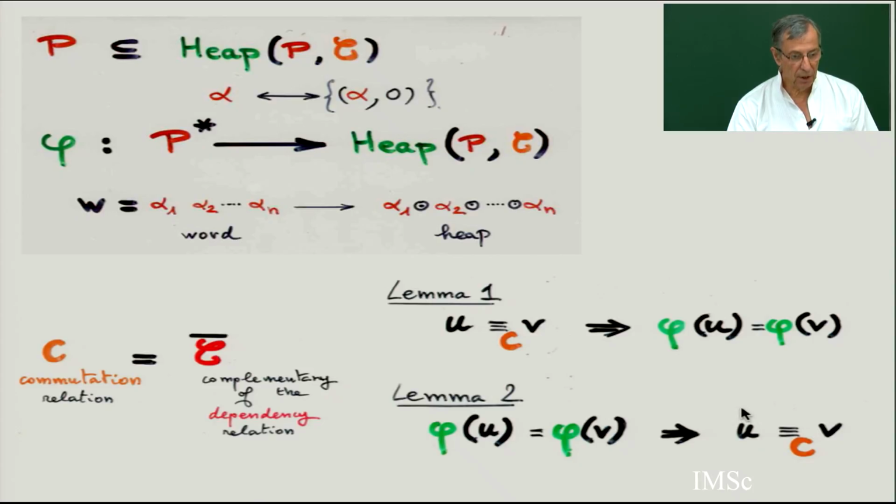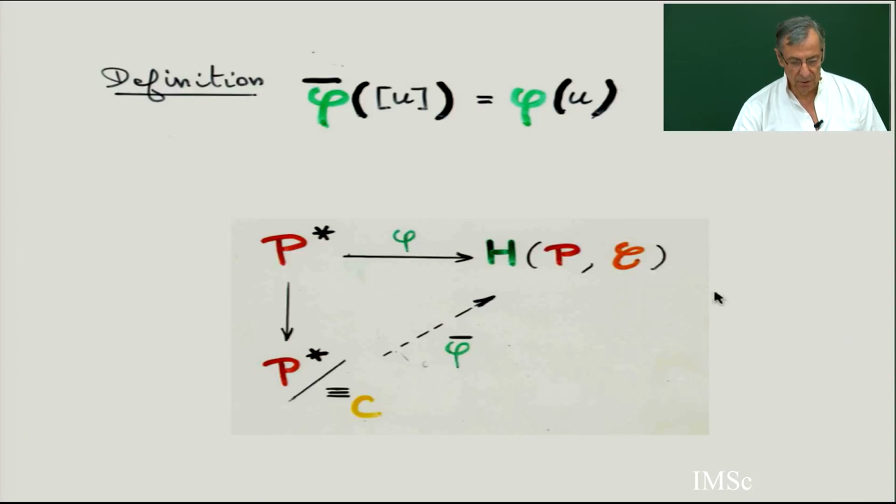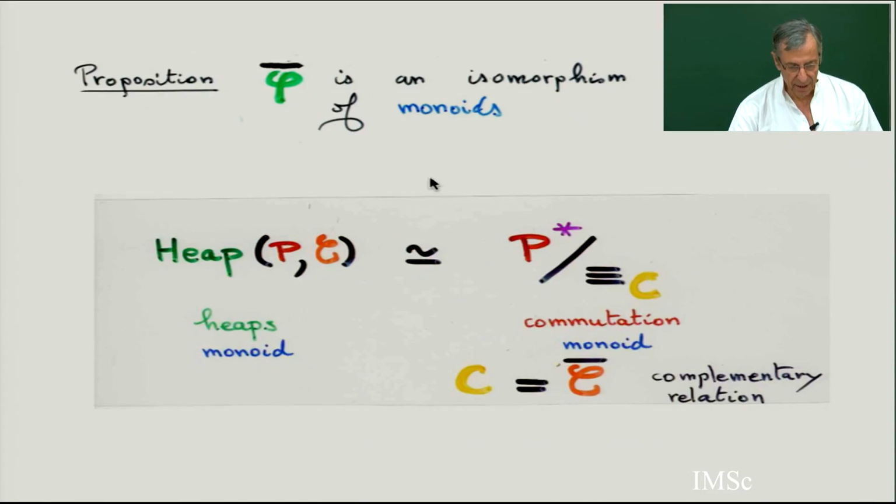And from these two lemmas, lemma 1 and lemma 2, you can define a map phi bar, which is defined by this commutative diagram, which sends any class of the commutation monoid onto a heap of pieces. And I claim that this map phi bar is an isomorphism of monoids. So the two monoids I have defined, the heap monoid, where you have the product of two heaps, is isomorphic to the commutation monoid.